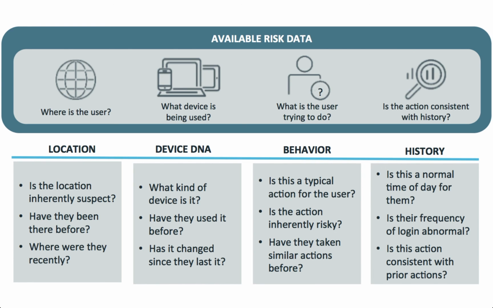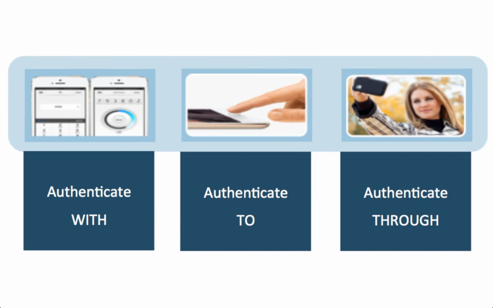So this is intuitive. We also talk about device DNA, where we can profile a device that a user commonly uses and identify if, for example, I typically make my authentication request from an iPhone and all of a sudden I make a request from an Android device. Again, that can be flagged.